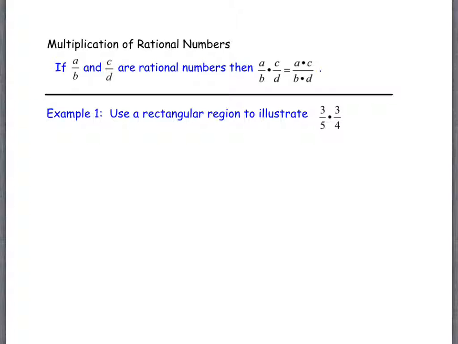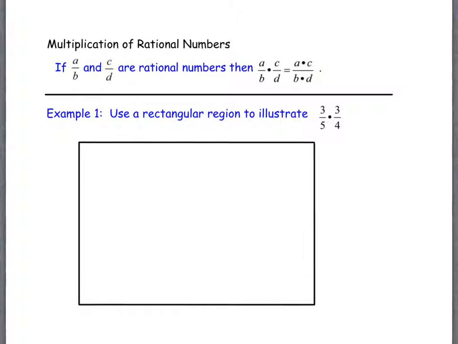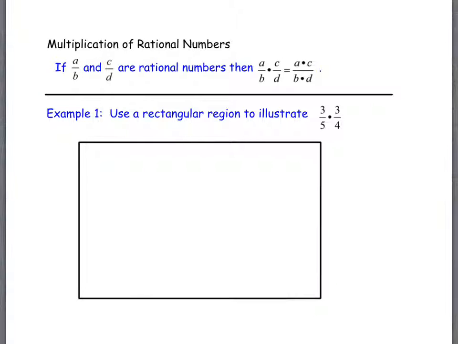Okay. What I'd like to do is show you a diagram that represents how this could be drawn. Okay, so I've got 3/5 times 3/4. And what I'm going to do is, it says a rectangular region. I'm going to draw a large rectangle, and I'd like for you to do so as well. Vertically, we are going to split our rectangle into 5 regions, because it says 3 out of 5. So do your best to make your regions look reasonably the same size.